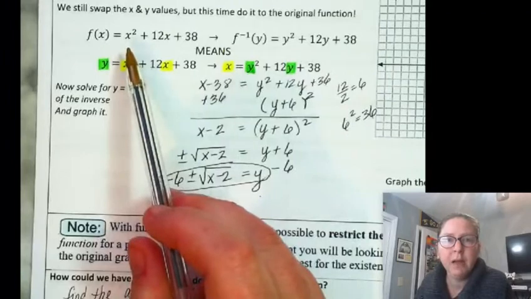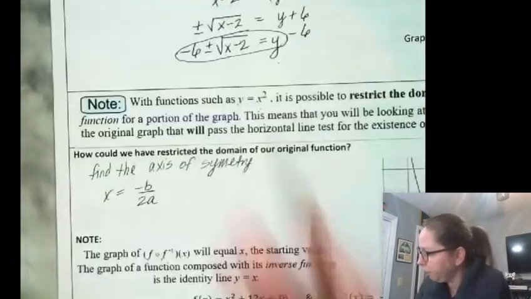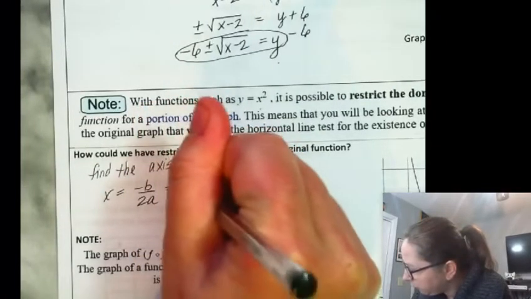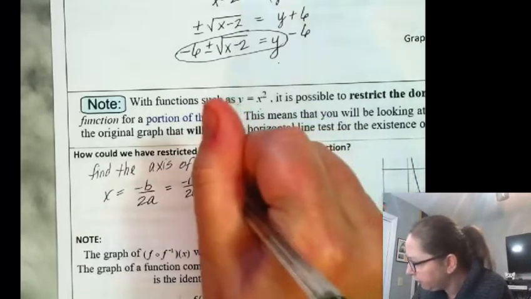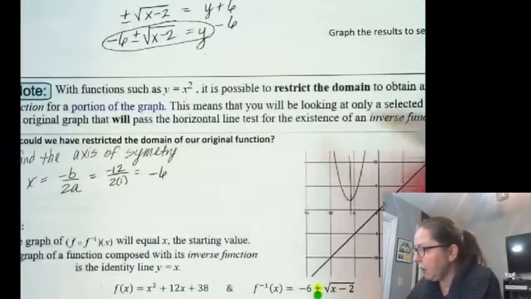My a value is 1 and my b value is 12. So let's plug this in and then simplify. Negative 12 divided by 2 is negative 6.